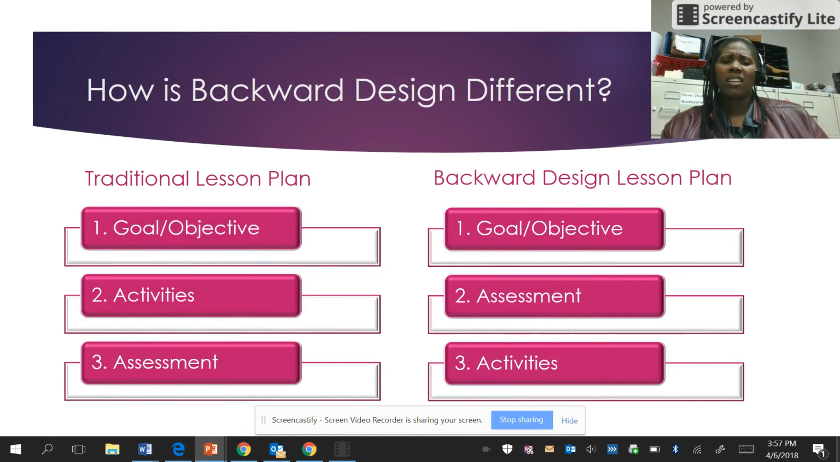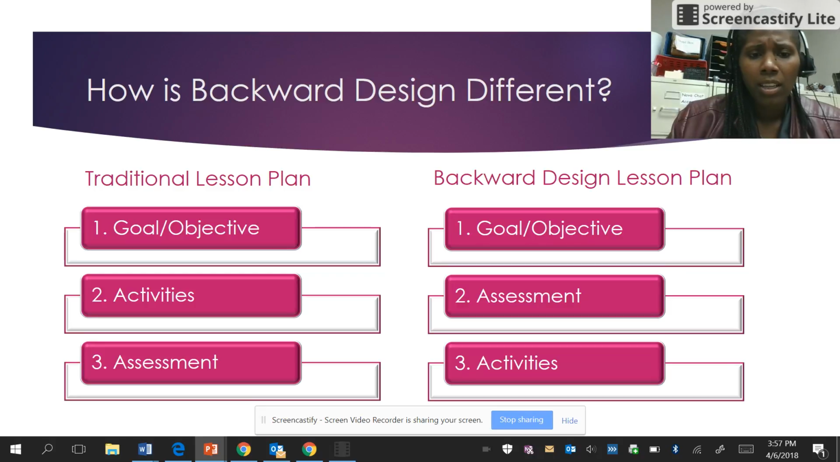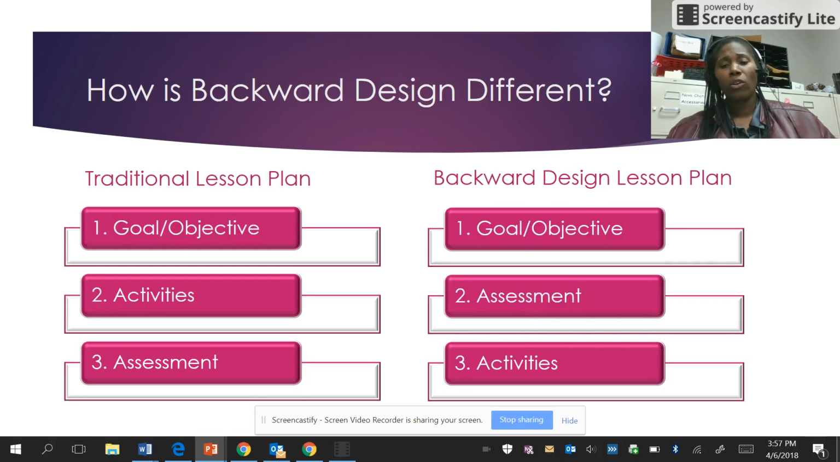So, how is backward design different? Traditional lesson plans usually start with a goal or objective, activities for the students to do, and some type of assessment at the end. Backward design is a little bit different. We start with the goal and objective, but then we think about the assessment. What is the end result? What do we want to see the students learn? What will they gain? And then we plan those activities based on what we want to assess.